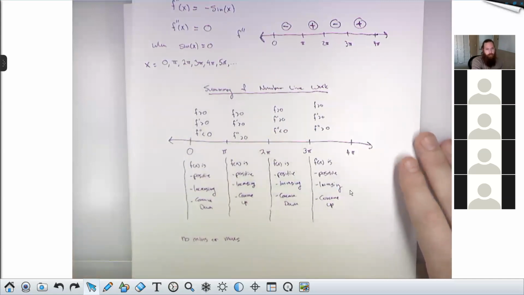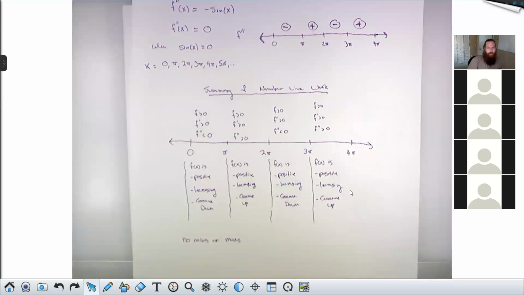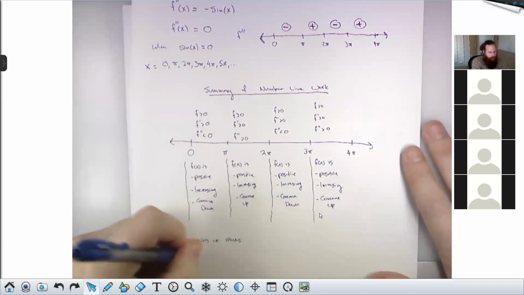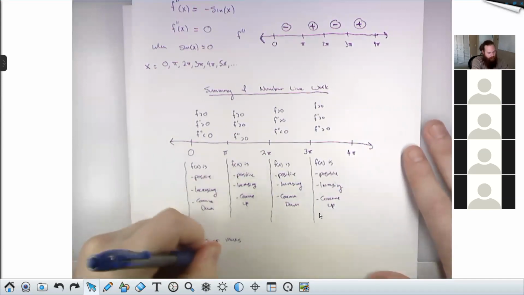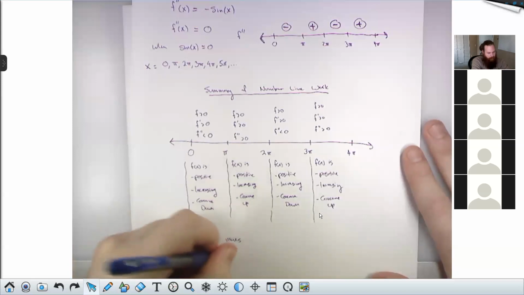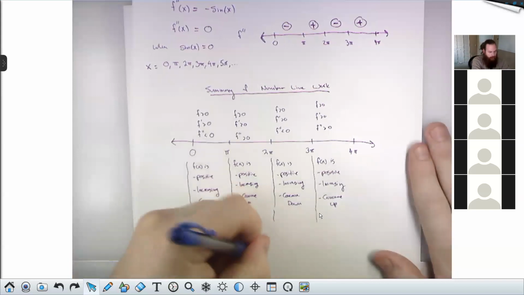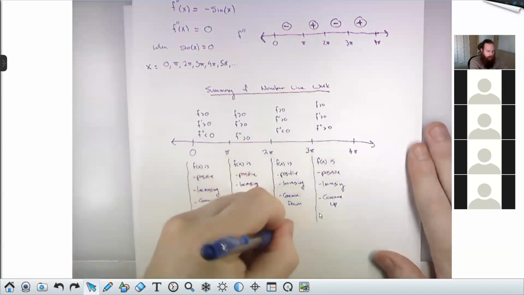But I do have a bunch of inflection points. At every single one of these, I go from concave down to concave up, or concave up to concave down. So I have inflection points at x equals pi, 2 pi, and 3 pi. So I should find the actual points.